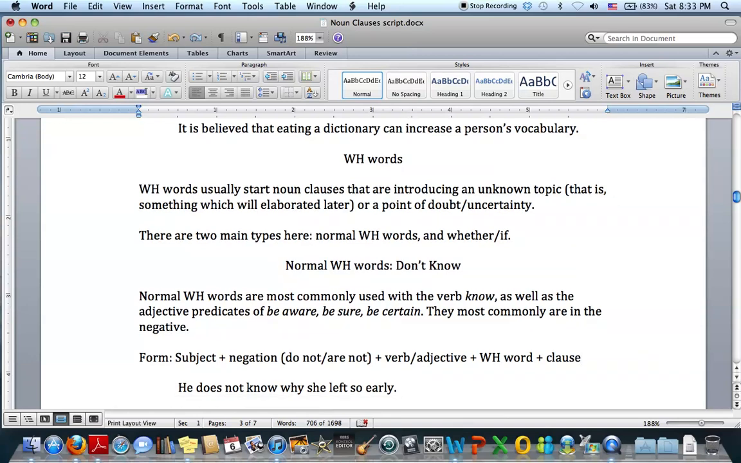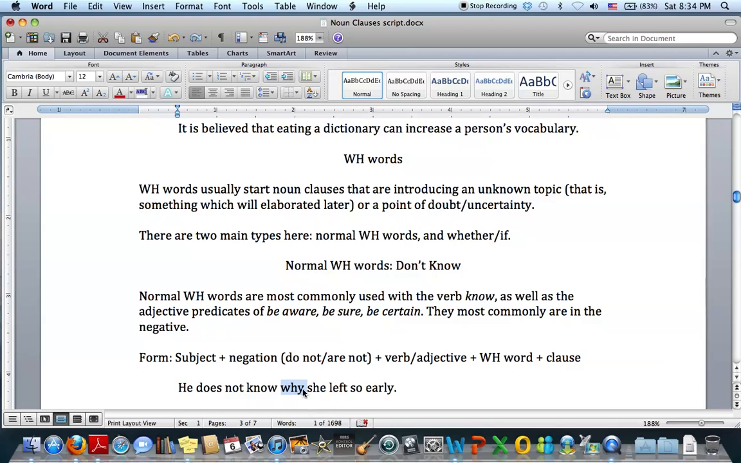Here we go. Here's one example. Subject, he, okay? Now we've got does. So we're negating it with does, so I know there's going to be a verb after it, okay? Does not, okay, here we go. Does not know, boom. Okay, he does not know, and now we get why. So that's our WH word, why. He does not know why she left so early.